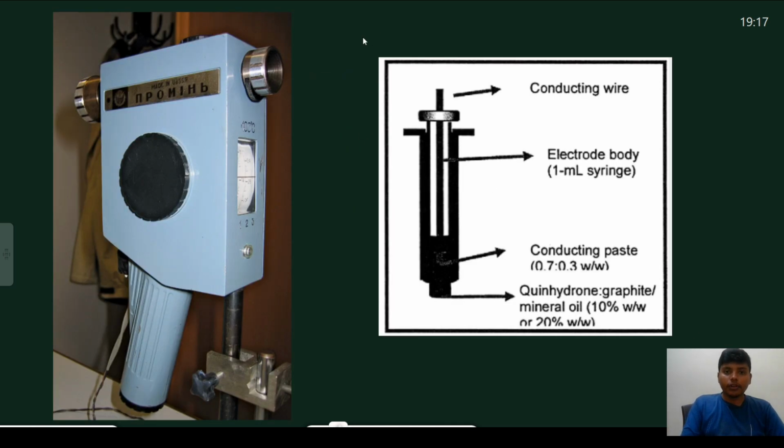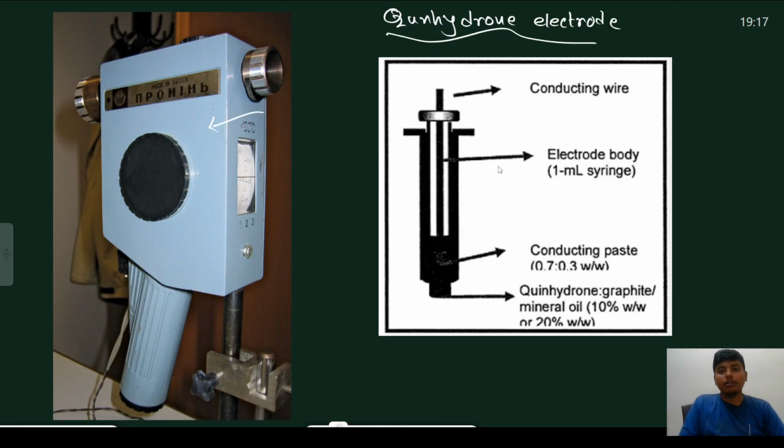Next type of electrode is known as quinhydrone electrode. What is quinhydrone? I'll come into it. This is what the electrode looks like. One conducting wire is there. This electrode is looking upside down. The electrode is here, and this is where you can hold it, and you can press here, then the reading will come different.